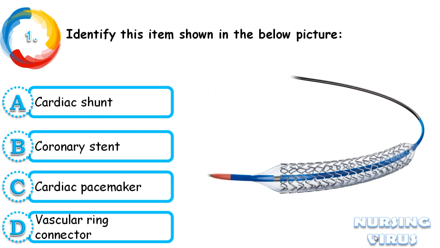We'll go with today's discussion. Image 1. Identify this item shown in the below picture. Options are cardiac shunt, coronary stent, cardiac pacemaker, and vascular ring connector. The correct option is coronary stent.